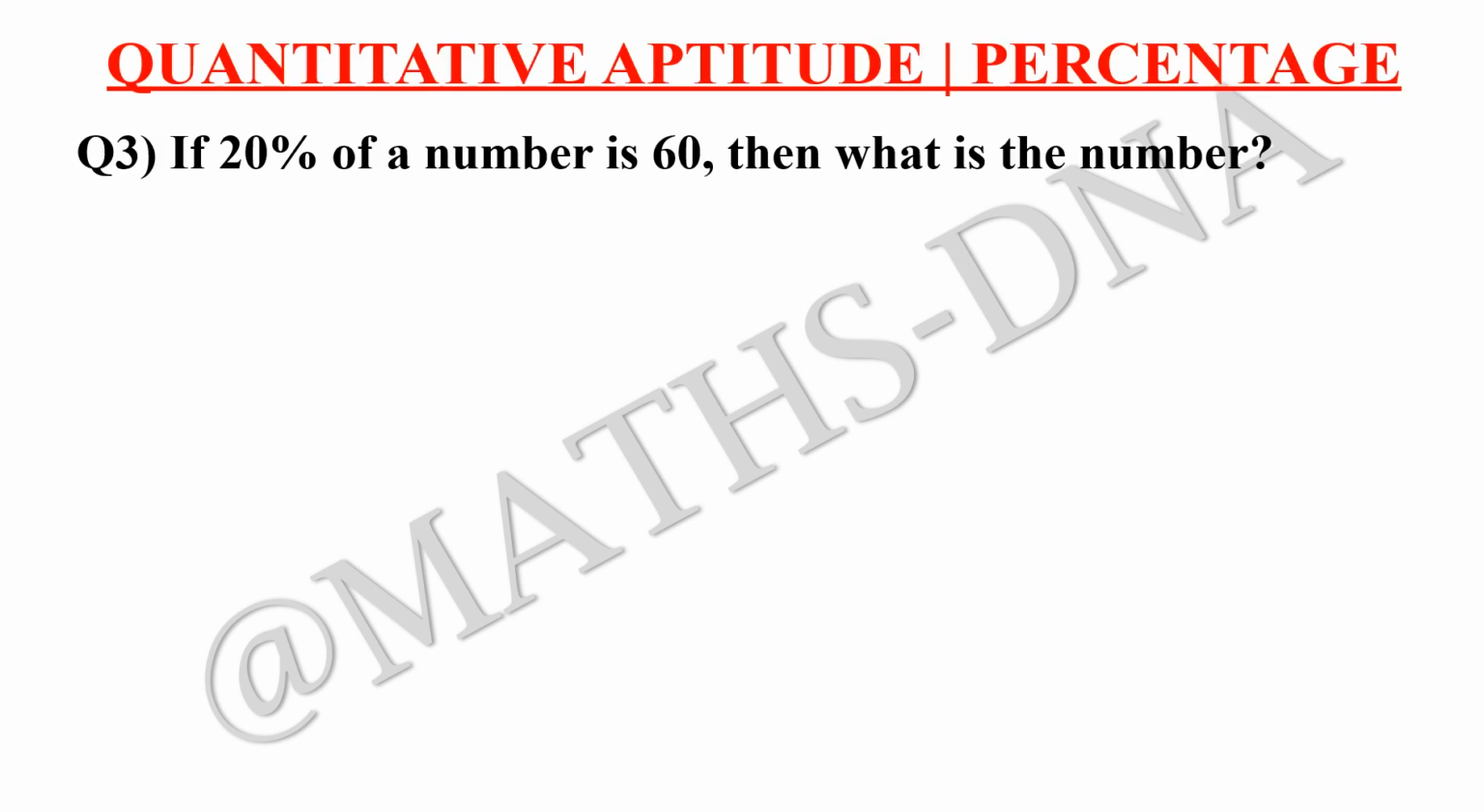Moving on to the third one. If 20% of a number is 60, what is the number? This was a clear and crystal clear question. The options are A 240, B 300, C 320, and D 360.